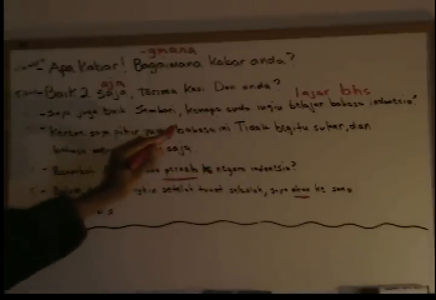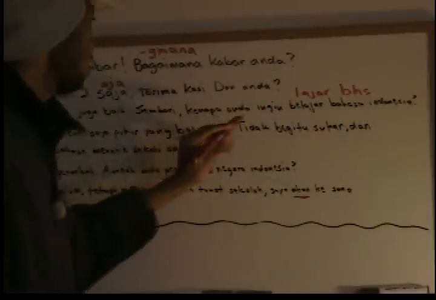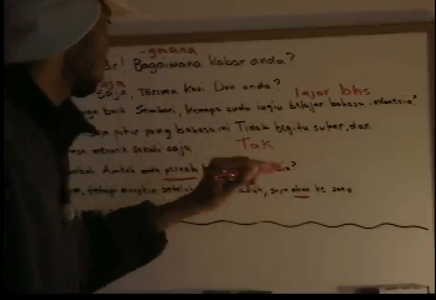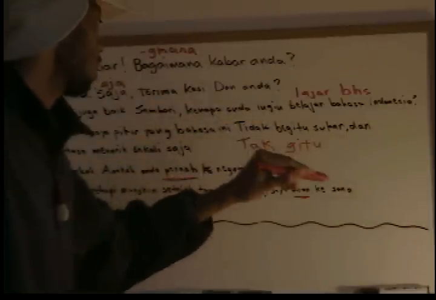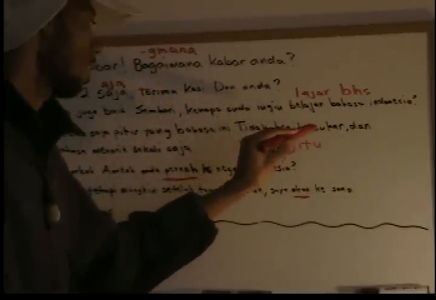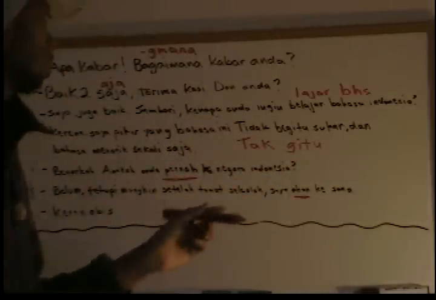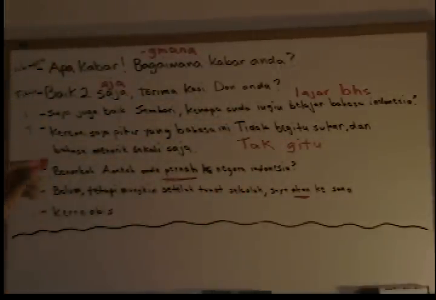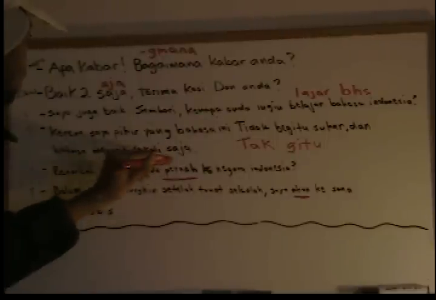So, bahasa, we went over that, abbreviates to BHS. Tidak, they will abbreviate that as tak. Begitu, gitu. Now, begitu means this way or like this, but when you put it together with an adjective like sukar, it'll mean this difficult or that difficult. So tak begitu, that's the abbreviation. And bahasa, we went over that before. Bahasa, BHS, menarik sekali, saja. Now saja becomes aja.